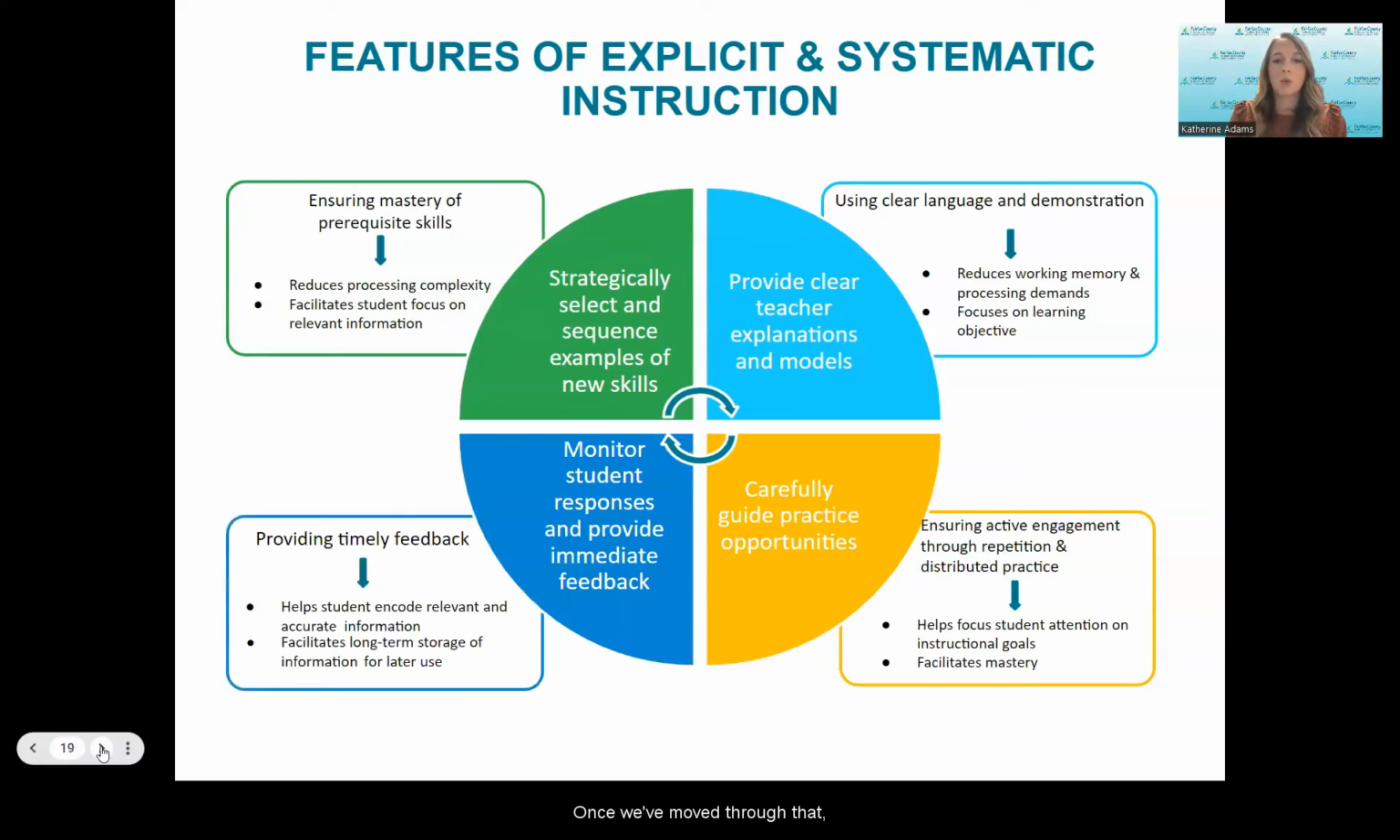Once we've moved through that, we'll transition into the last feature of explicit and systematic instruction, which is where we monitor student responses and provide immediate feedback. Providing that quick feedback helps students to encode the relevant and accurate information. We want students to be practicing something correctly. And then it facilitates that long-term storage of information for later use.